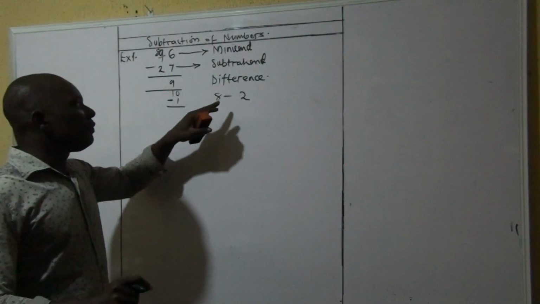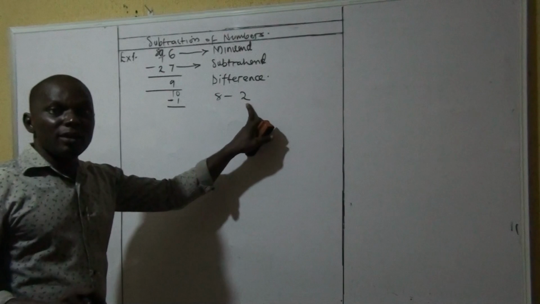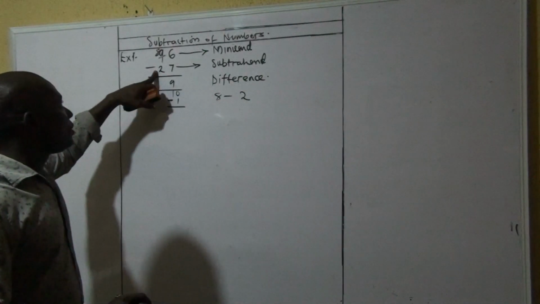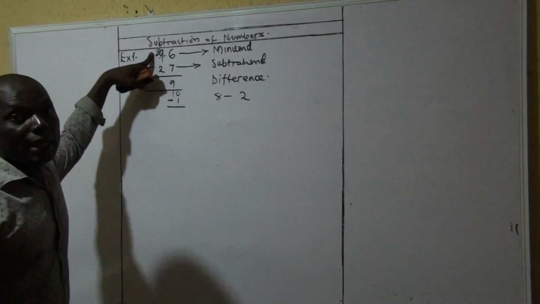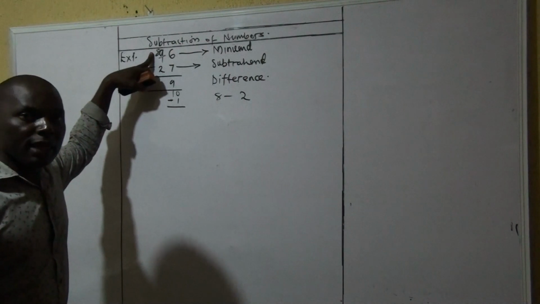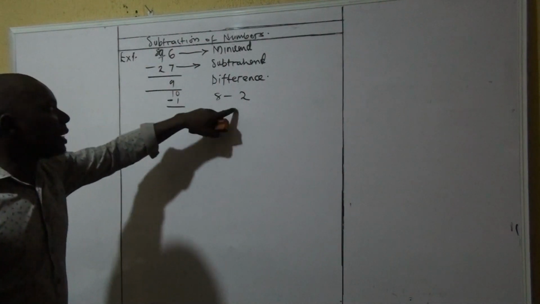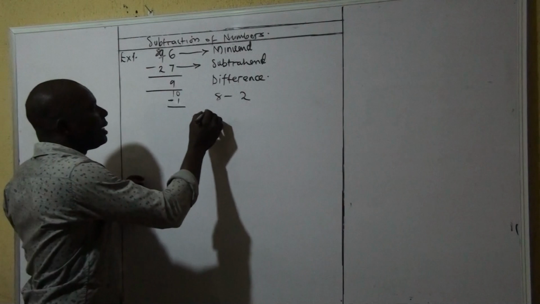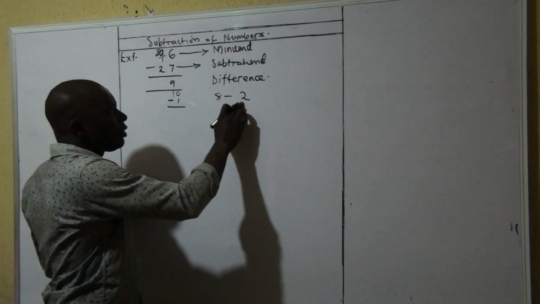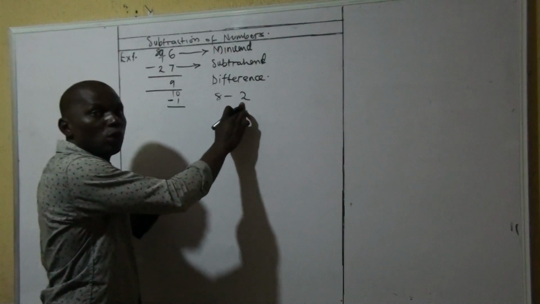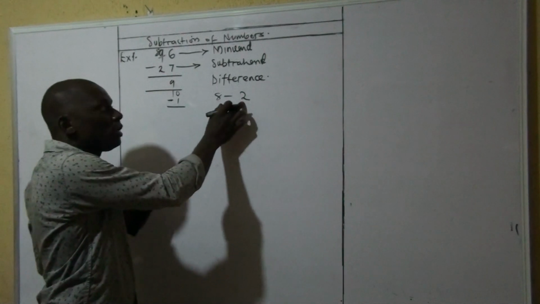So the first thing here, you identify your minuend. Your minuend here is 8, and your subtrahend here is 2. What you need to do, we can do it in two ways.